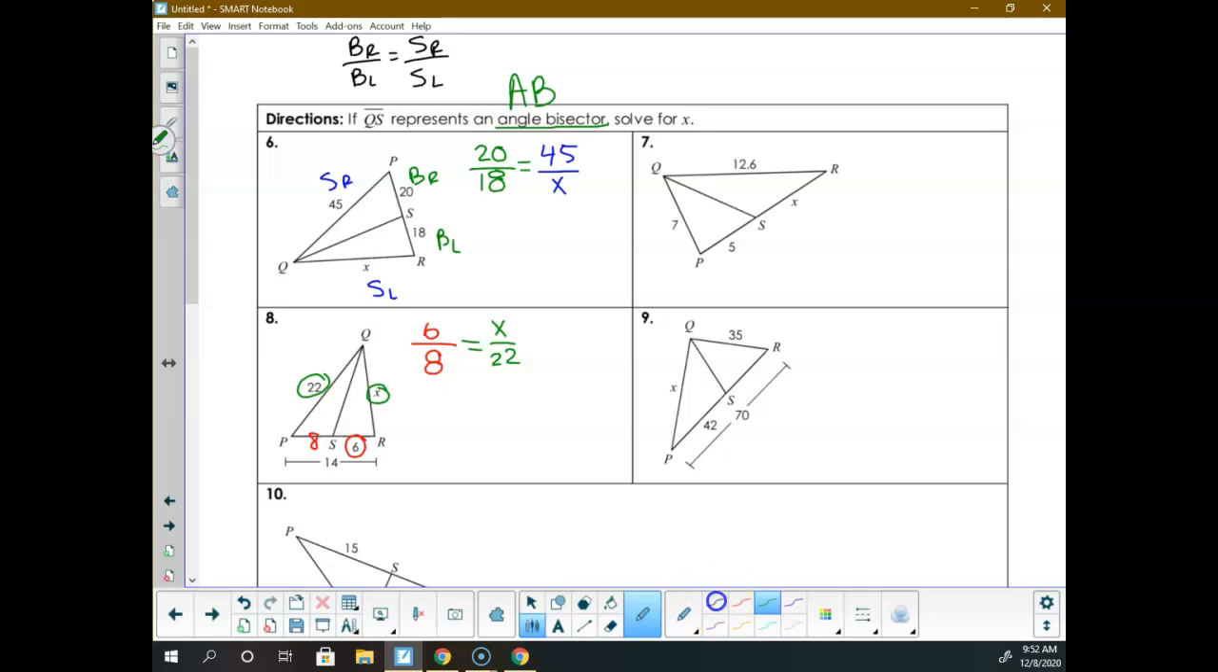All right, so as I go through and solve this, I've got 6 times 22, and that is 132. And that equals 8x. 132 divided by 8, x equals 16.5.